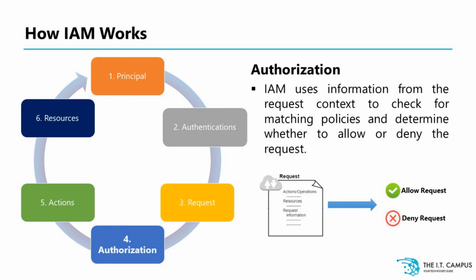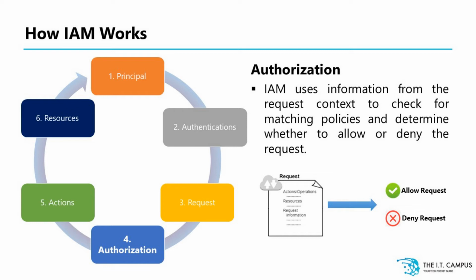Authorization. During authorization, AWS uses values from the request context to check for policies that apply to the request. It then uses the policies to determine whether to allow or deny the request. Most policies are stored in AWS as JSON documents and specify the permissions for principal entities. AWS checks each policy that applies to the context of your request. If a single permission policy includes a deny action, AWS denies the entire request and stops evaluating. This is called an explicit deny.